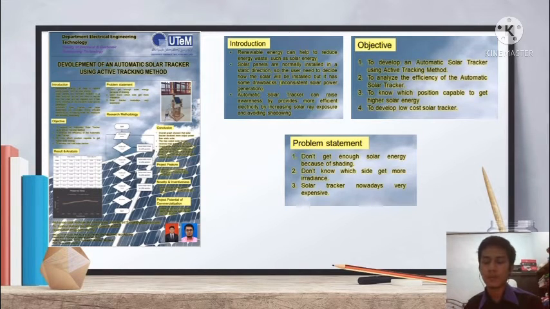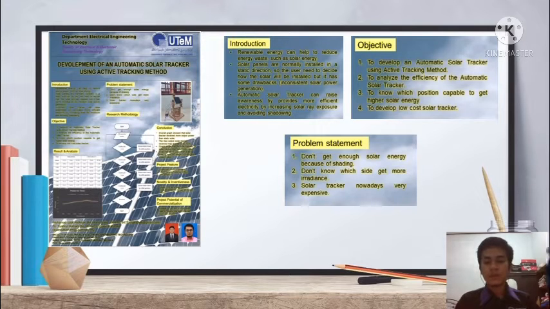Okay, for the objectives, the first one is to develop an automatic solar tracker using active tracking method. This method will use electrical components to control the solar panel. The next one is to analyze the efficiency of the automatic solar tracker, which means comparing the solar tracker and the static solar panel. The third one is to know which position is capable of getting higher solar energy. And the last one is to develop a low cost solar tracker.